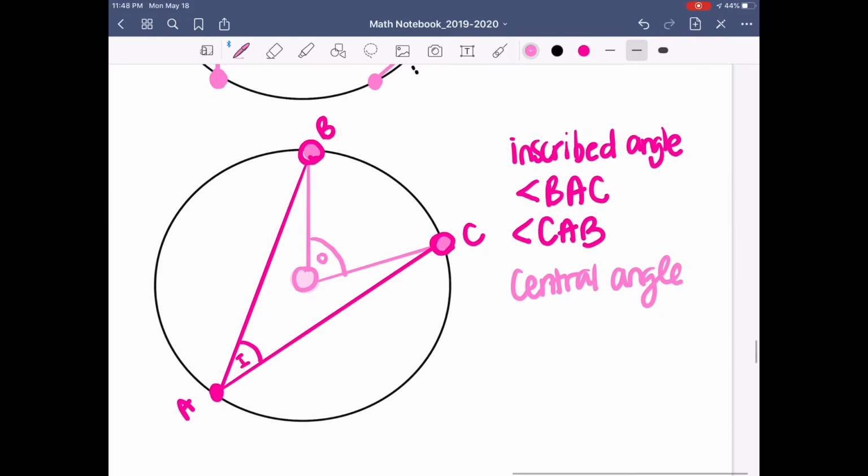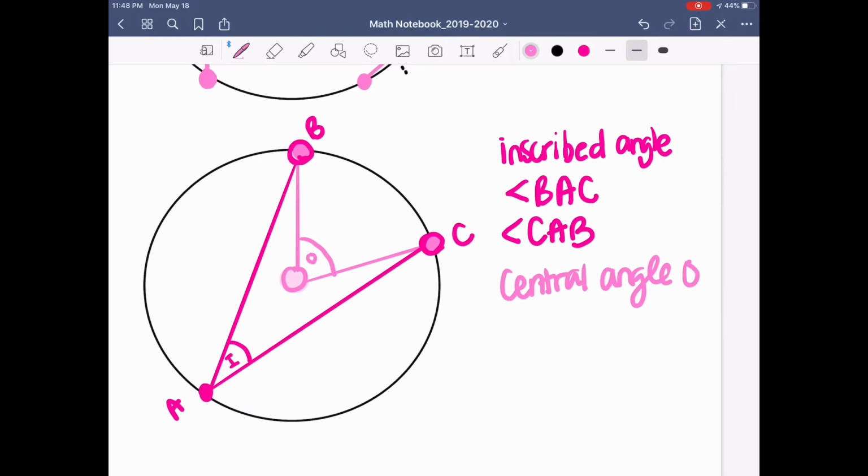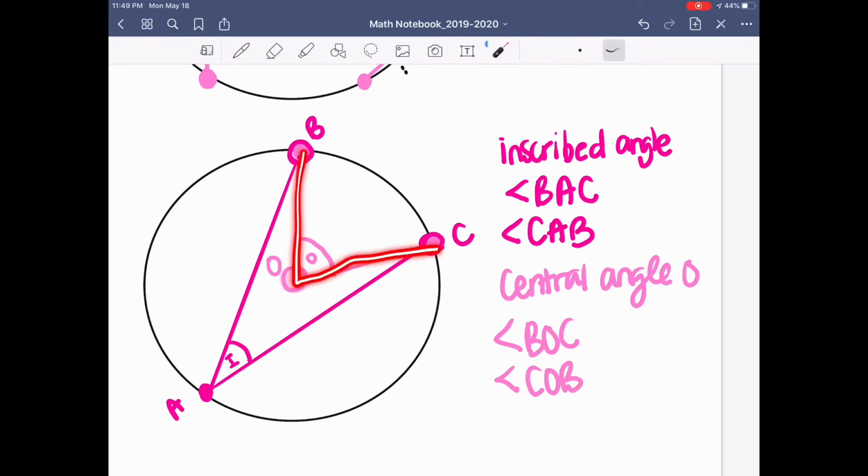which we labeled as O, but how do we make the central angle? Well, you can start at B and then go to O. So I'm going to call this point O. So you go from B to O to C. So the central angle would be angle BOC or angle COB. From C to O to B. That would make the angle right there.